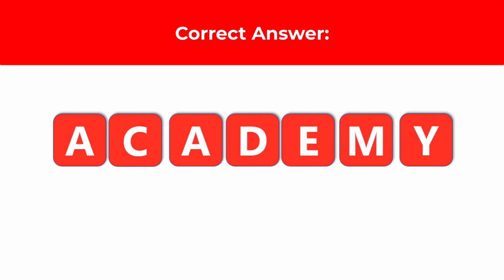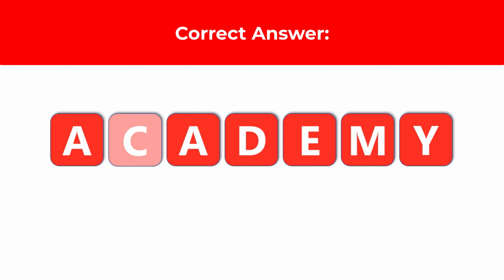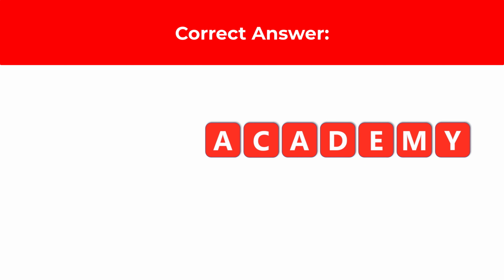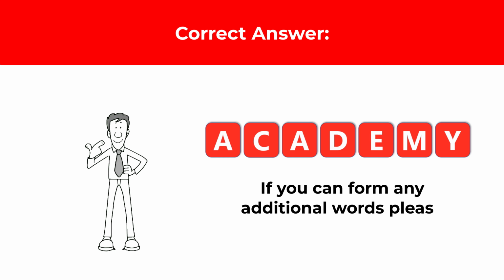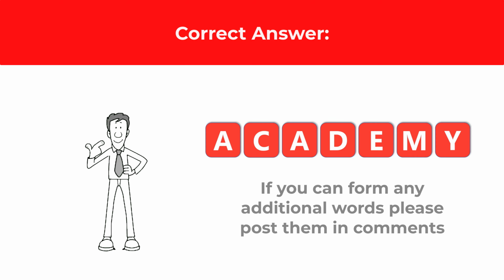The correct answer here is the word academy, which is spelled as A-C-A-D-E-M-Y. Did you guess any other words that might meet the criteria of the original question? Please make sure to post them in the comment section of this video so we all can learn.